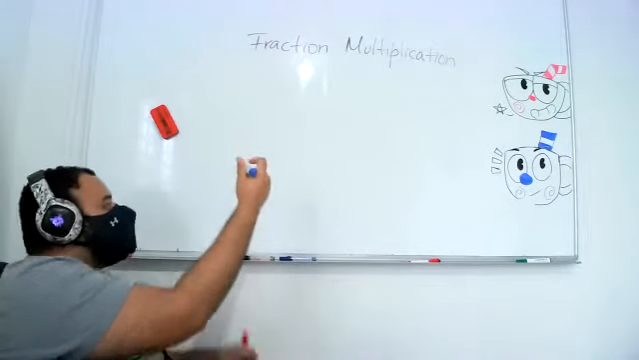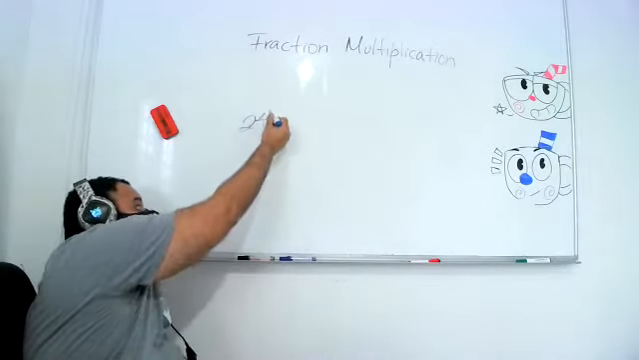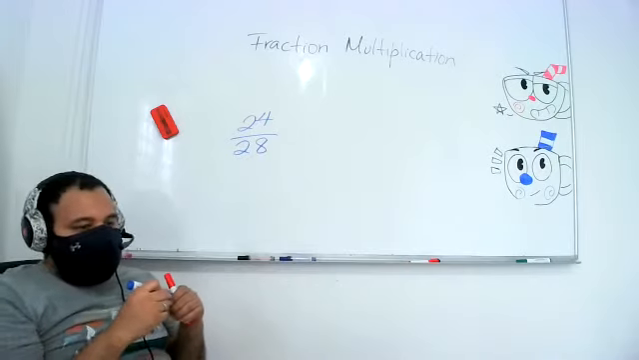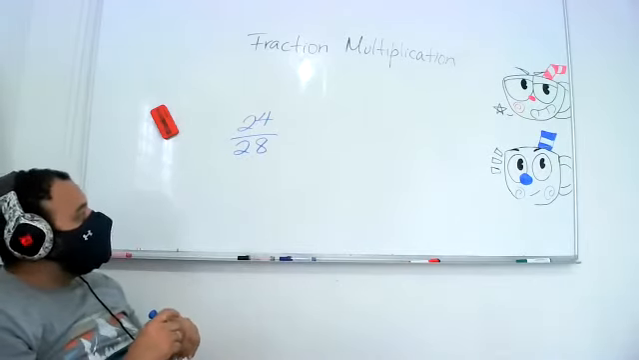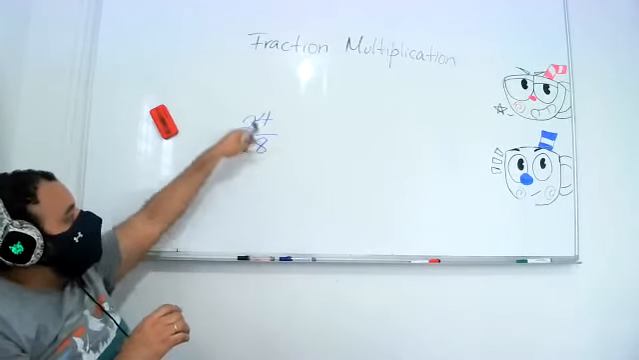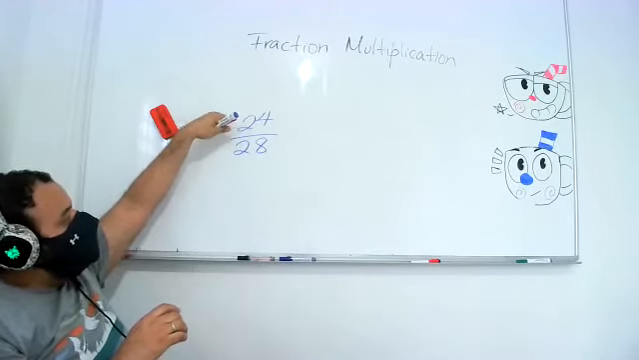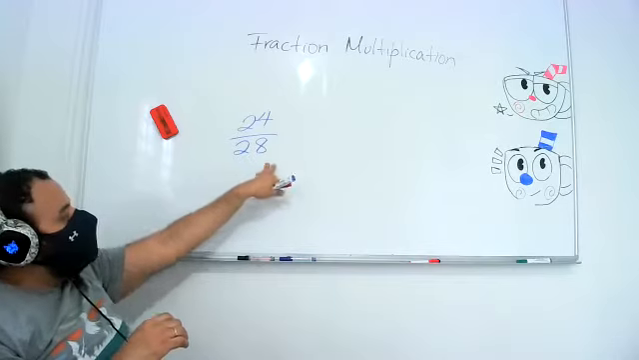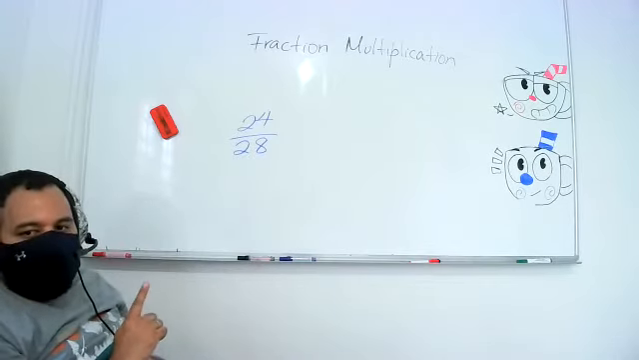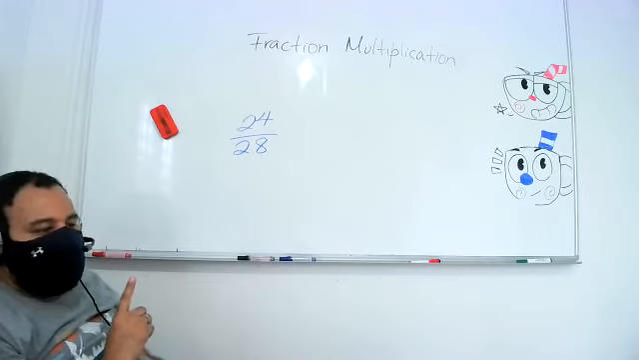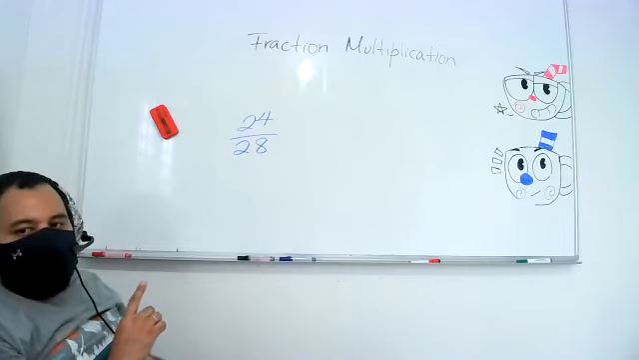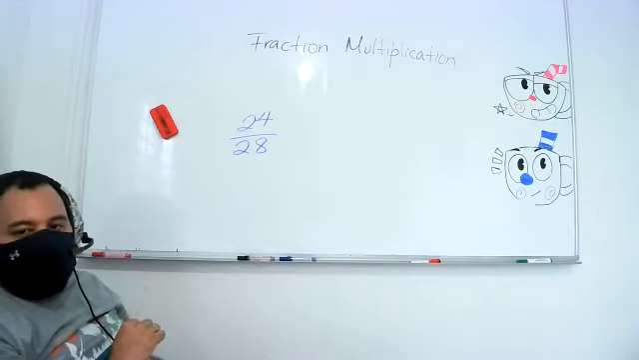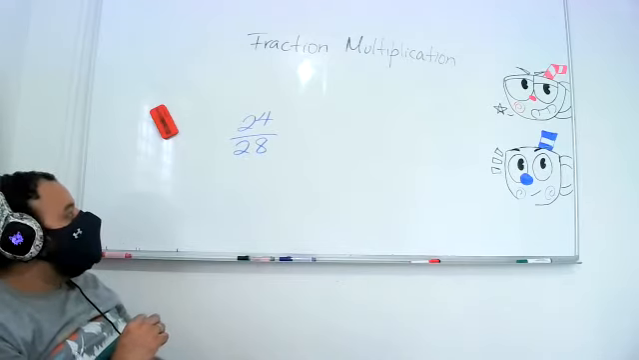Let's try this: 24/28. I can simplify them because they have things in common. They are even numbers, and that means that I can simplify them. They are divisible by 2. But let me tell you what, I think number 2 is not the only number that divides 24 and 28. There should be other numbers.